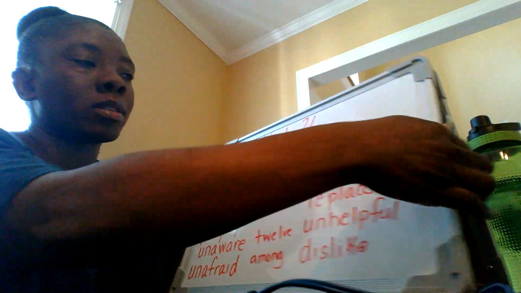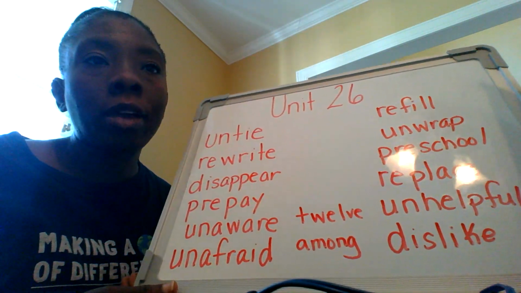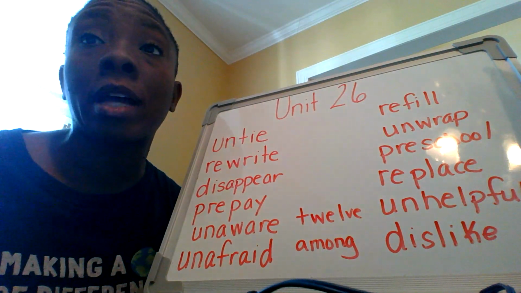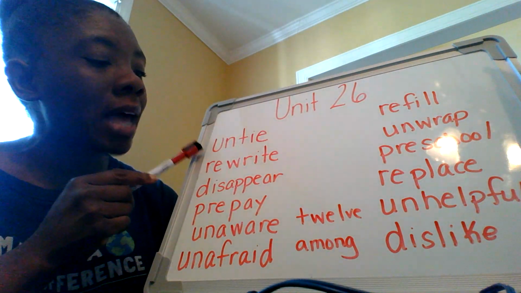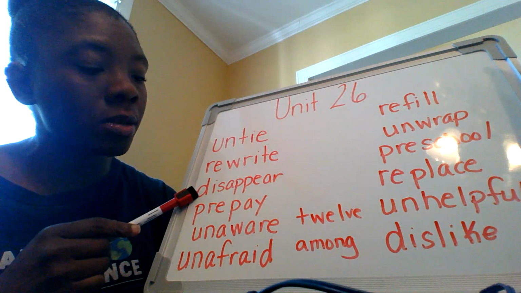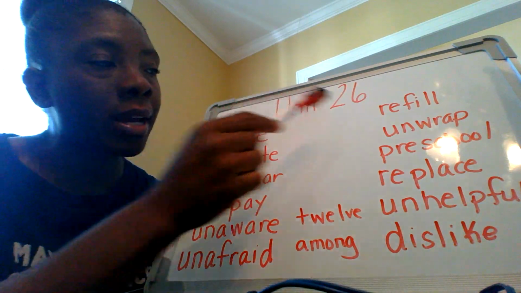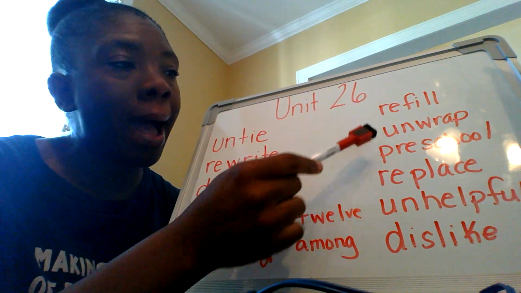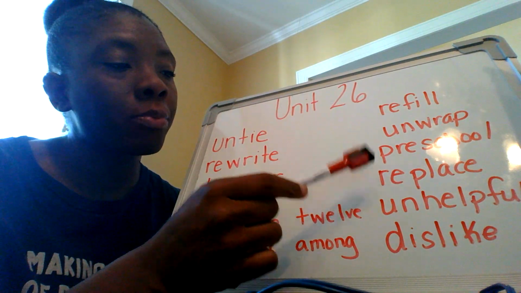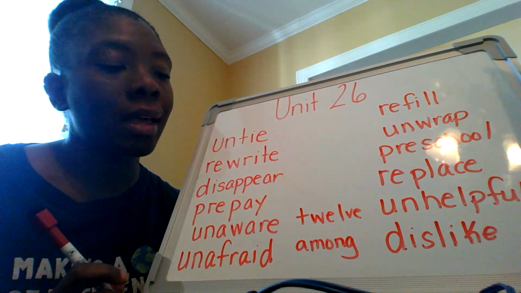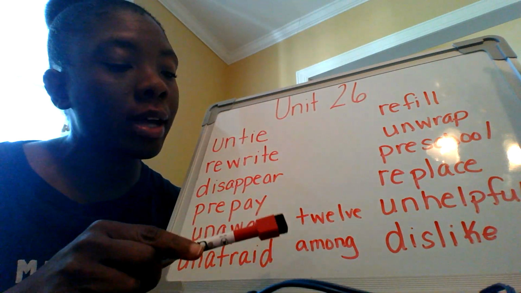So I'm going to slide this over and we're going to take a look at list A for this week. So here are our unit words. I'm going to read them the first time. The second time, I would like for you to read them with me. Untie, rewrite, disappear, prepay, unaware, unafraid, refill, unwrap, preschool, replace, unhelpful, dislike. And then our tricky words are 12 and among.